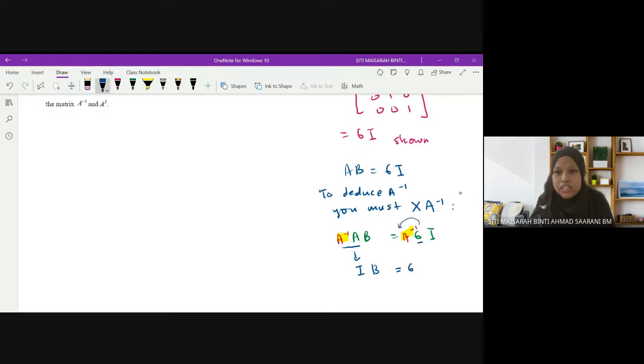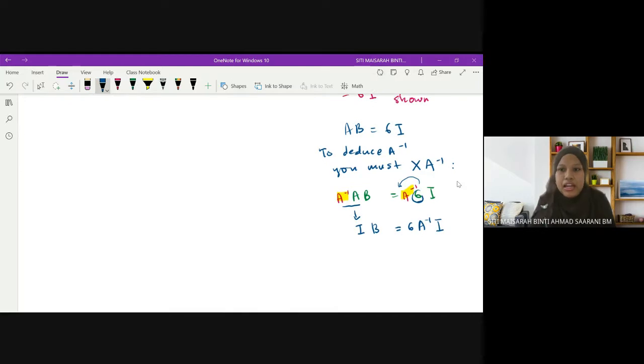So it will become 6A inverse I. This constant can be brought to the front. And then after that, I multiplied by B, matrix identity multiplied by matrix, we get B. This one we get 6A inverse. Matrix multiplied by identity, it will get that matrix. So A inverse multiplied by I is A inverse.